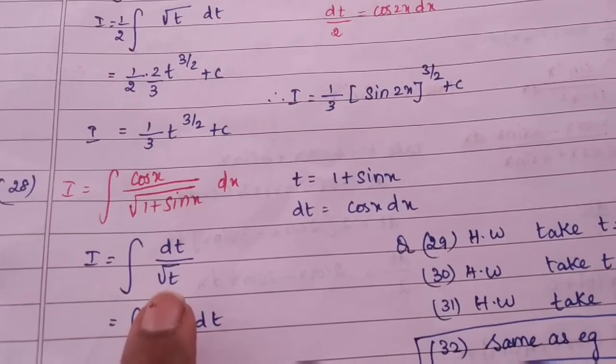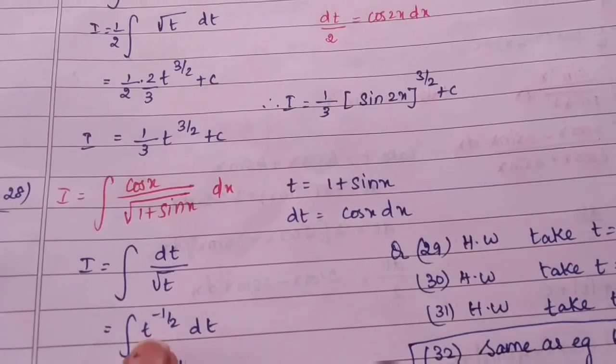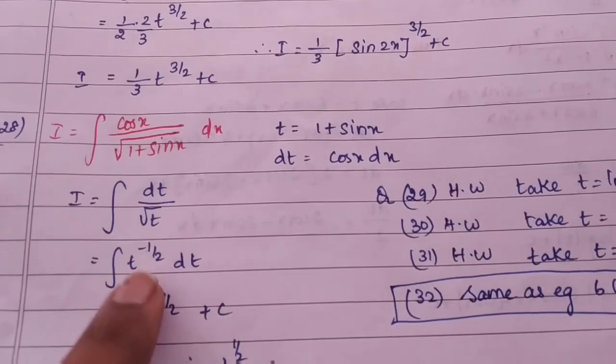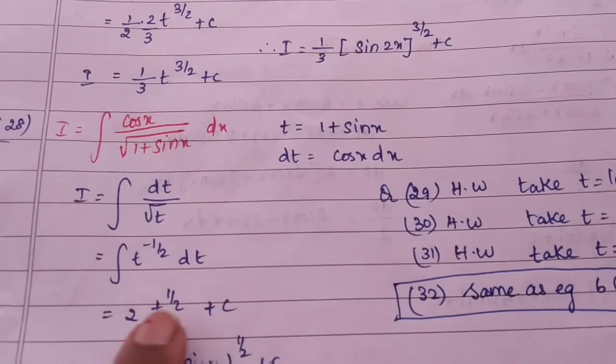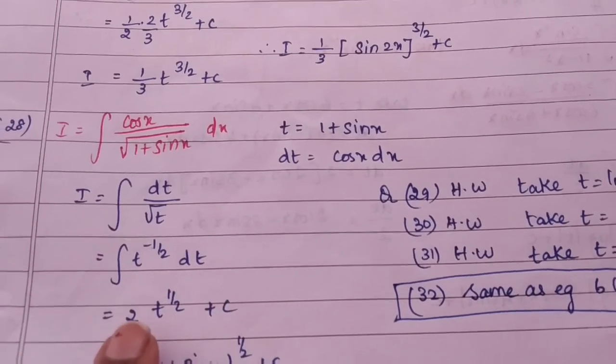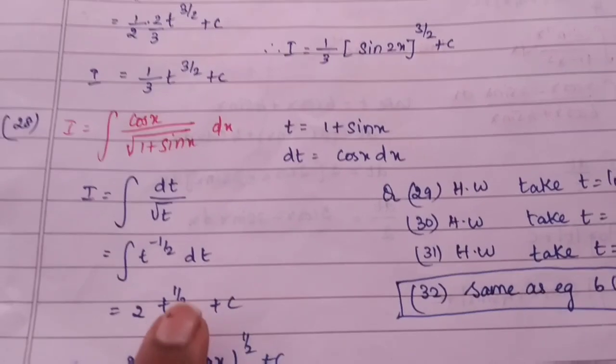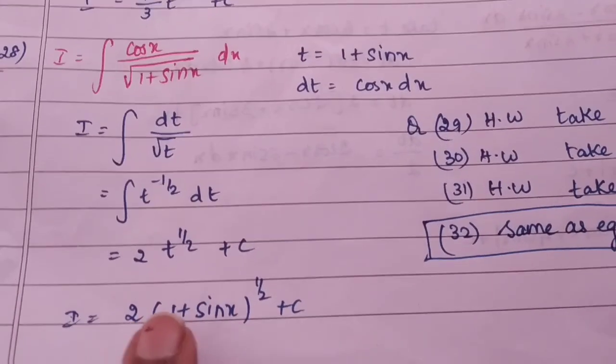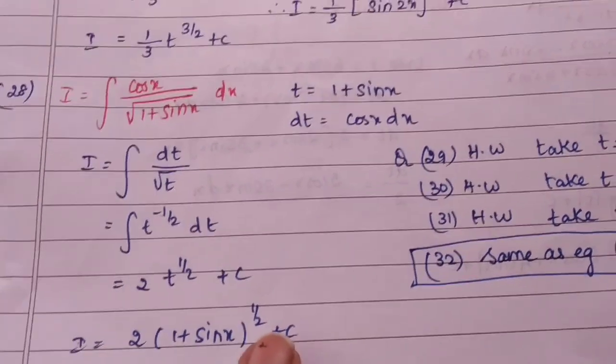Root t can be written as t power minus half. Now, when you integrate this, apply the integral over x power n formula: t power half divided by 1 by 2. When you reciprocate this 1 by 2, you will be getting 2 into t power half plus c. Substitute the value of t to be 1 plus sin x. Therefore, 2 into 1 plus sin x the whole power half plus c.